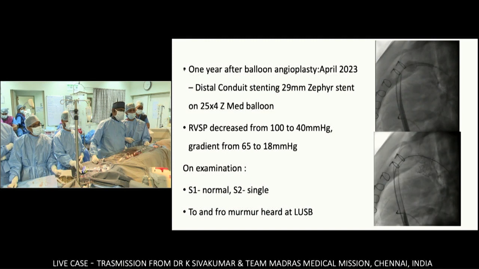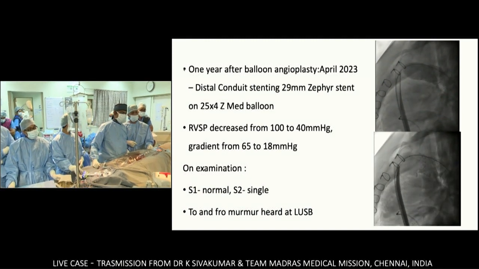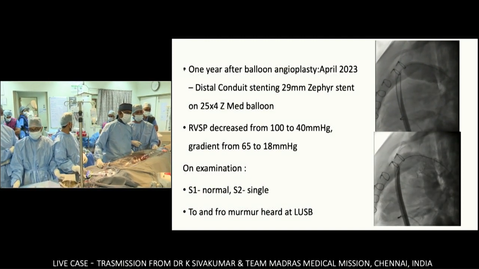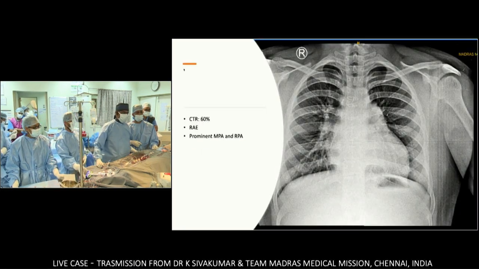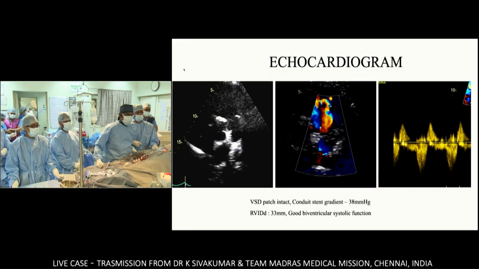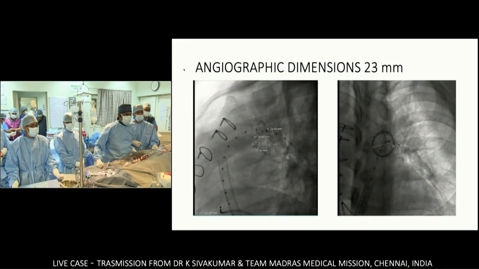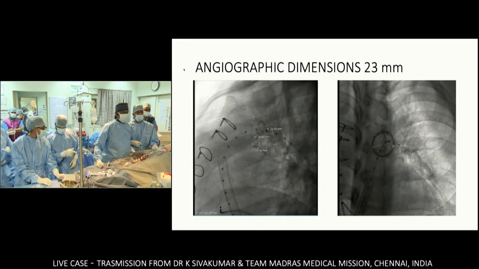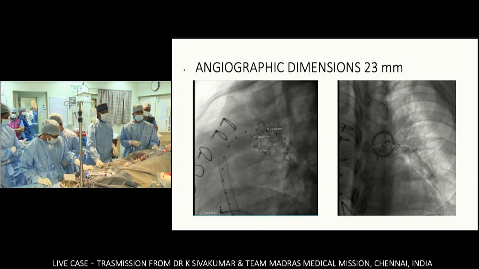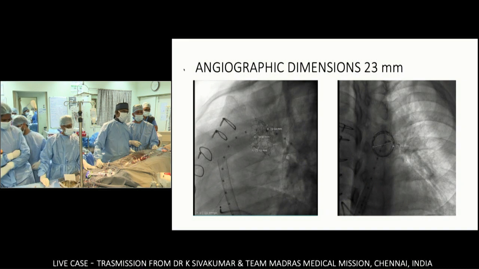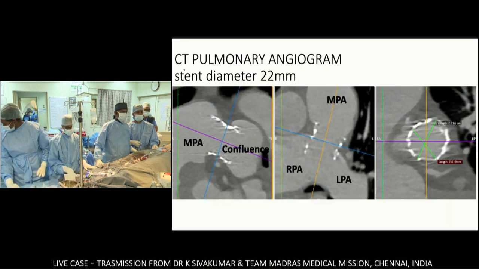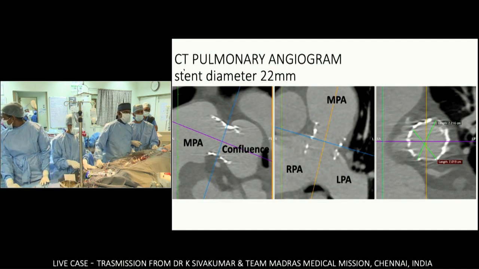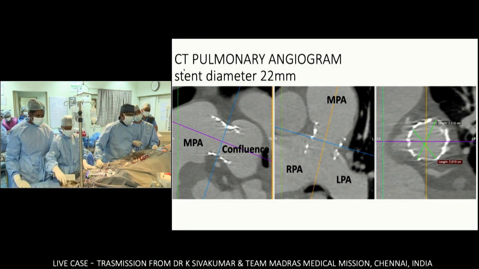The RVSP came to 40 at the end of the procedure, and the gradient was 18. There is free conduit regurgitation. Next picture. Okay, run this. This is the final post-conduit stenting angiography, where we have an angiographic dimension of around 23 millimeter. Show the CT. The CT scan shows that the waist of the stent is around 22 millimeters.